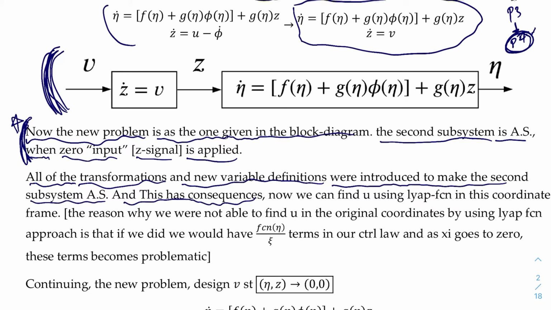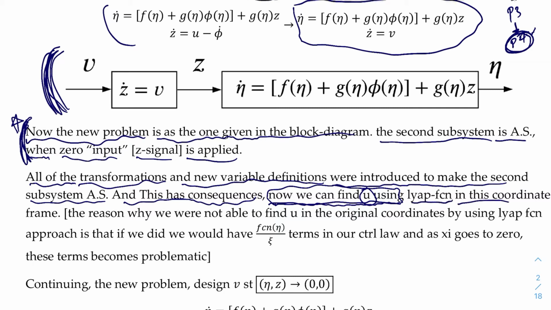has consequences. Now we can find u input, not you as in a person. I'm going to make a silly joke: we all in control always try to find you. Okay, that was silly.